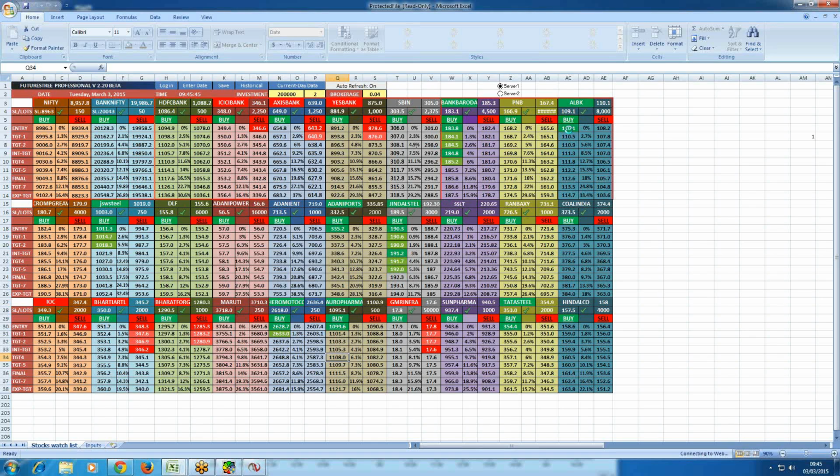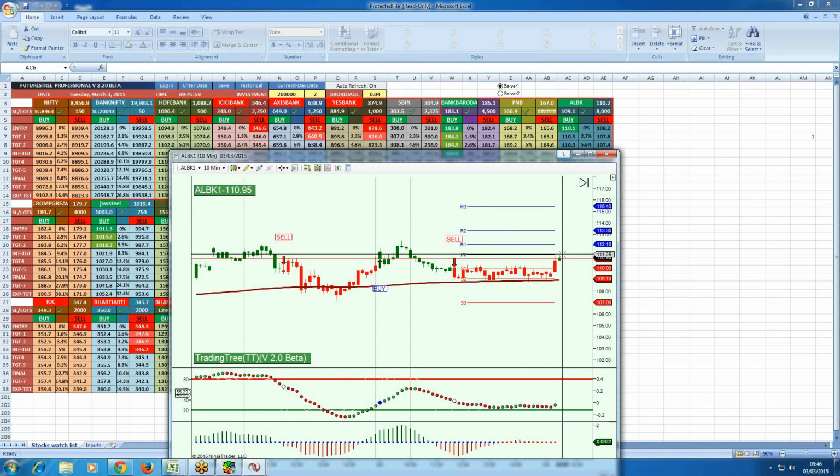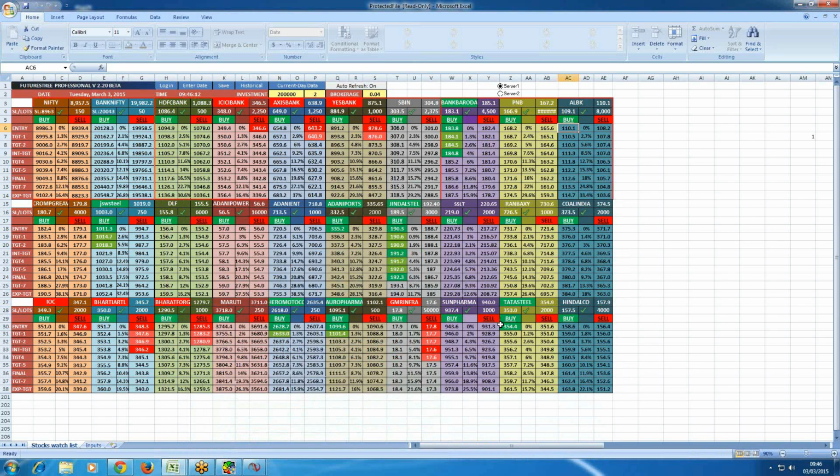So ALBK, we have this buy, we were expecting this. Let's check the charts for ALBK. So we should be getting a buy call here. That means it's a confirmation that the trade you have got in Futurestree can be compared with your Tradingtree, and you can trade confidently. You don't need to exit prematurely. That is what I mean.